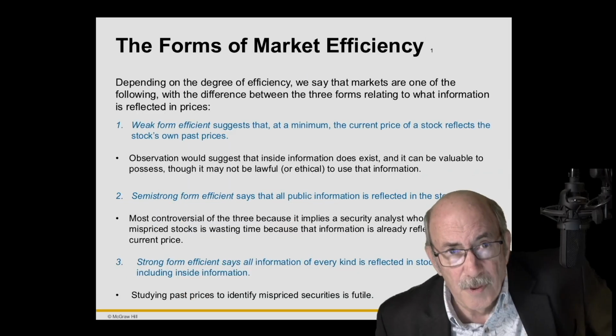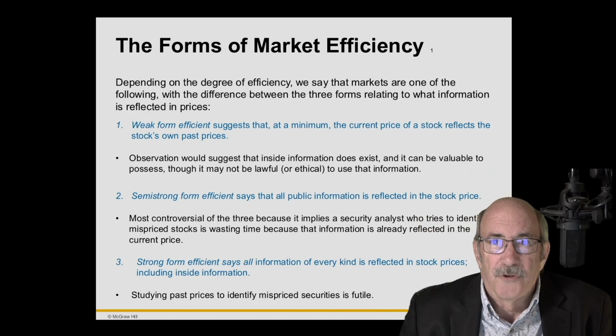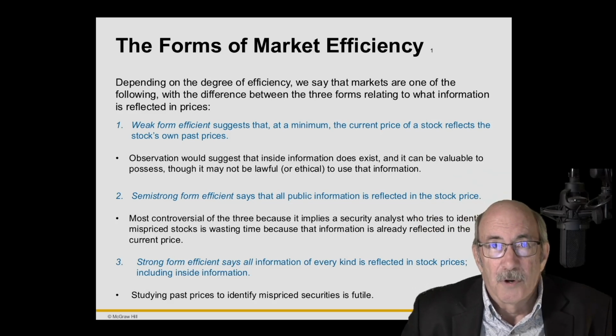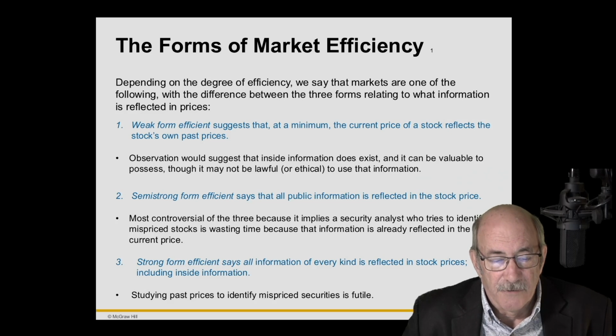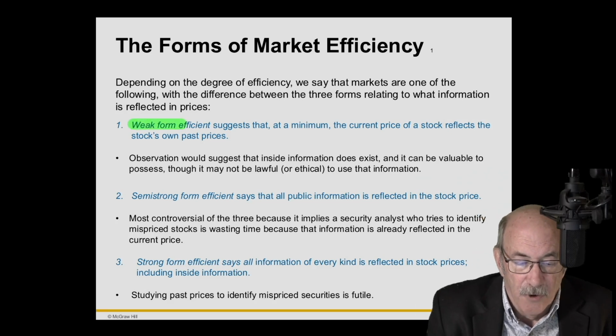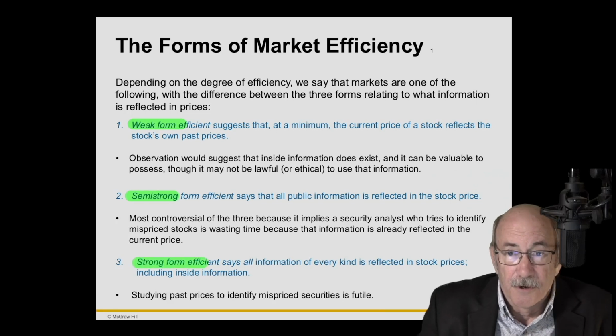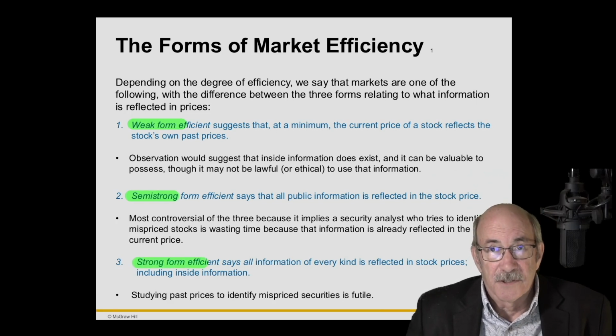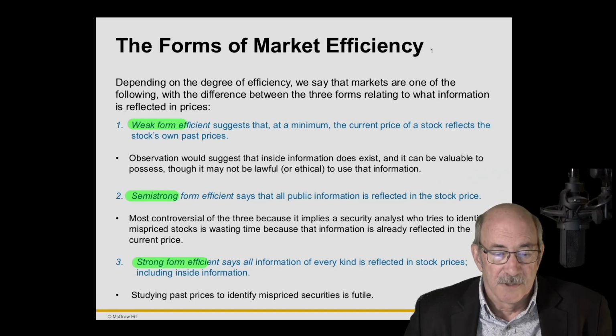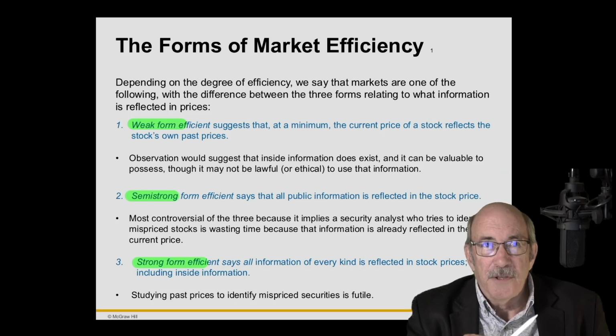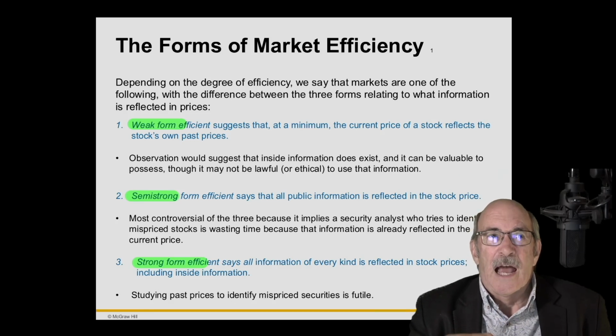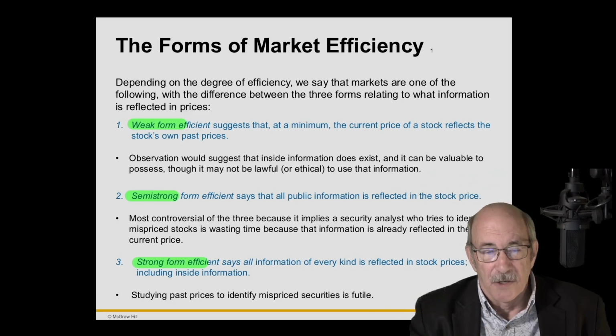Okay, so there are three thresholds that we typically look at when we're trying to assess the efficiency of a market. One is called weak form, the second is semi-strong form, and then the third is strong form efficiency. So let's look at each one of these in turn. We're going to start with weak form efficiency. And really these thresholds have to do with how much information is reflected in the price.